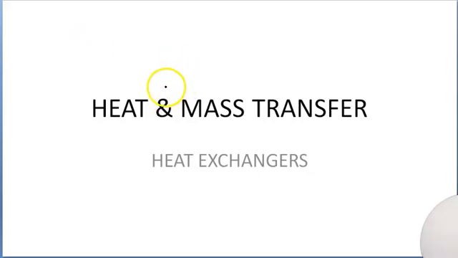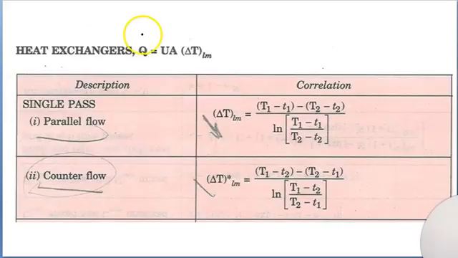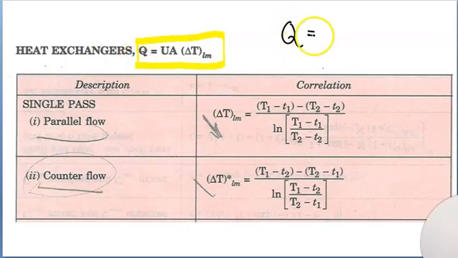Today we'll be solving a couple of problems on heat exchangers. First thing is how to use your data book. First you go to the index page and search for this tab on heat exchanger, and this page number that you see here, go to that page in your data book. You can pause the video and go to that page, and once you land on this page, the first thing that you have to read or you have to learn is this formula: Q equals U A delta T LM.